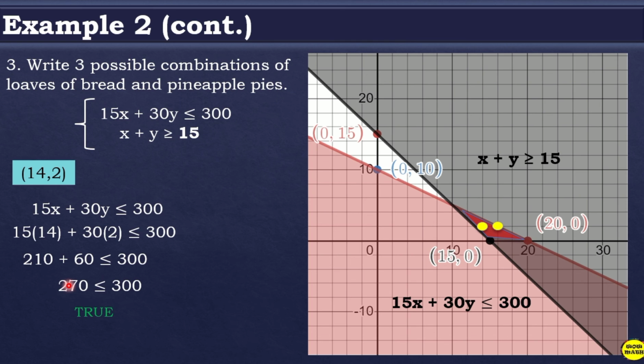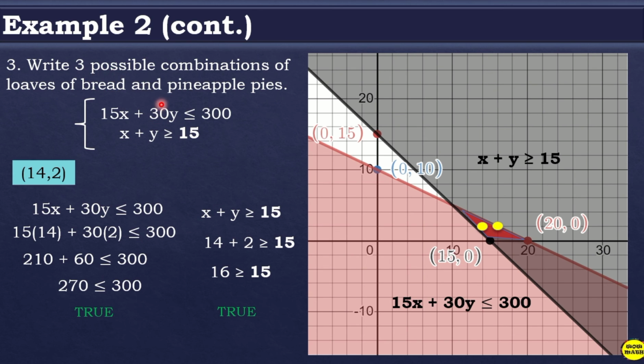So, this is true. And then, dapat mag-satisfy rin siya dito. So, 14 plus 2, that is 16, is greater than or equal to 15. So, mas malaki siya, totoo naman, so that is true. So, therefore, pwede rin gumawa si Angeline ng 14 na loaf bread and dalawang pineapple pie. Pasok pa rin yun sa budget niya, since yung ordered pair na 14, 2 ay nag-satisfy sa parehong inequality natin. Okay, 3 po ang hinihingi.